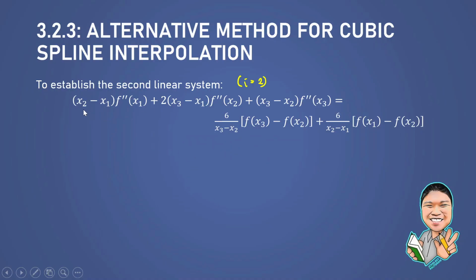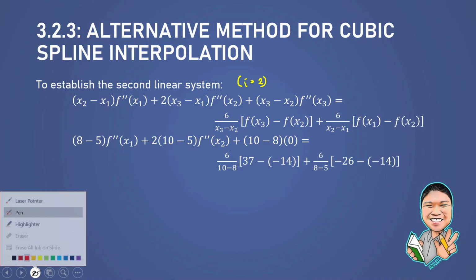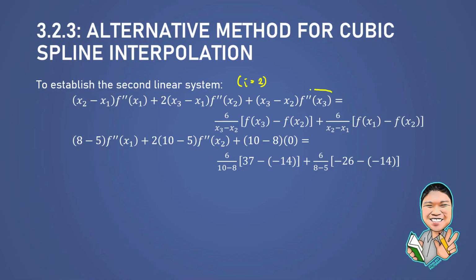All you need to do is to substitute the values like x sub 2 is 8, x sub 1 is 5. So yung f double prime ng x sub 1 is unknown. Tapos minus 2, 10 minus 5. f double prime ng x sub 2 is unknown. Plus 10 minus 8. Take note na yung f double prime o yung second derivative, ito, ay equal siya sa 0, di ba? Kasi nga, ang unknown lang is yung f double prime x sub 1 and yung f double prime x sub 2. So 0 siya. And that is equal to 6.